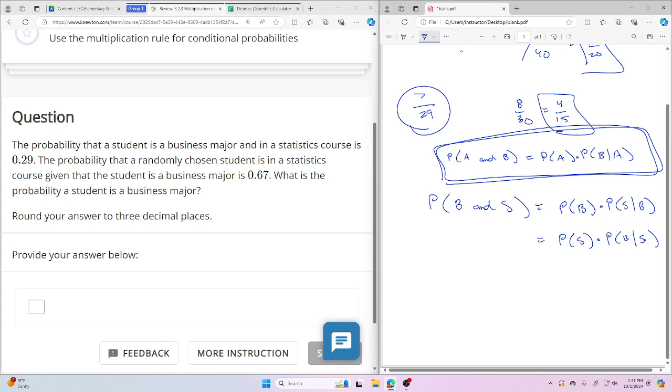So the probability of and is 0.29. 0.29 equals the probability that we have statistics given business is the 0.67. So they're saying what goes in this box here. So I'm just following the same format. And equals probability times given. How would I get this to the other side? Divide.